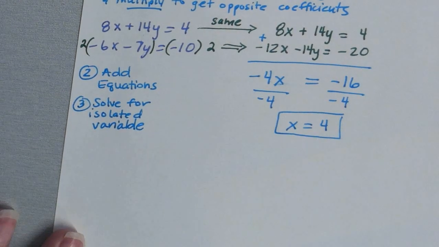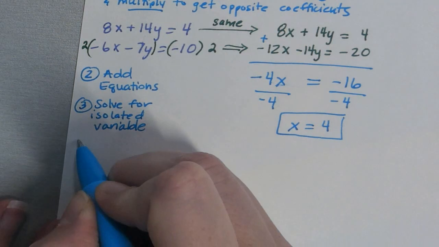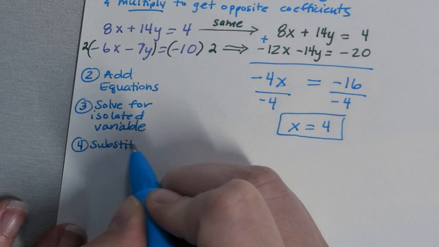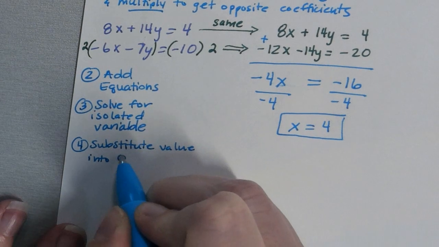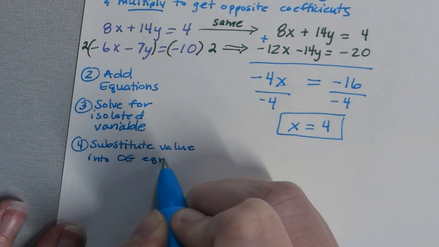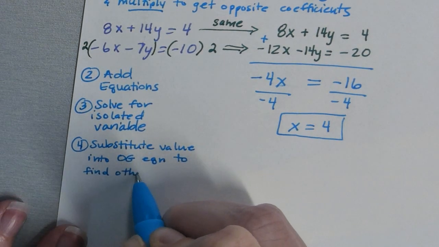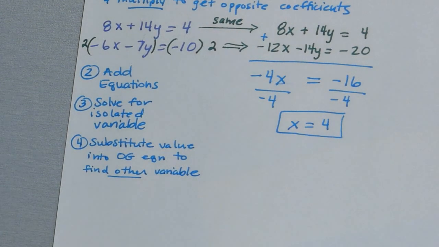So now we know what x is. Once we know what x is, how are we going to find y? We're just going to plug it in. Where are we going to plug it in? We're just going to plug it into one of our original equations. So we're going to substitute the value into the OG equation. You can decide which one. And that's going to help us find the other variable. So substitute the value into an OG equation to find the other variable.